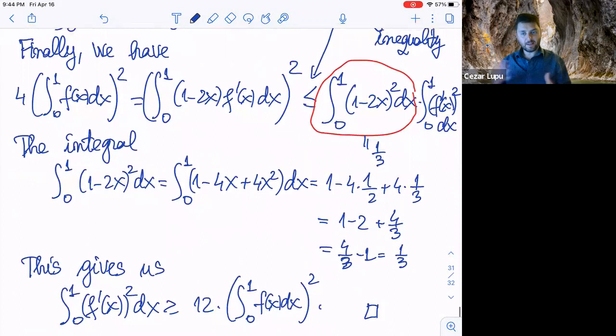Well, as you can see, again, it was a little bit tricky. You cannot apply just directly the Cauchy-Schwarz inequality. You have to use both conditions on the boundary, right? You have to use the fact that the function f is 0 on the boundary.